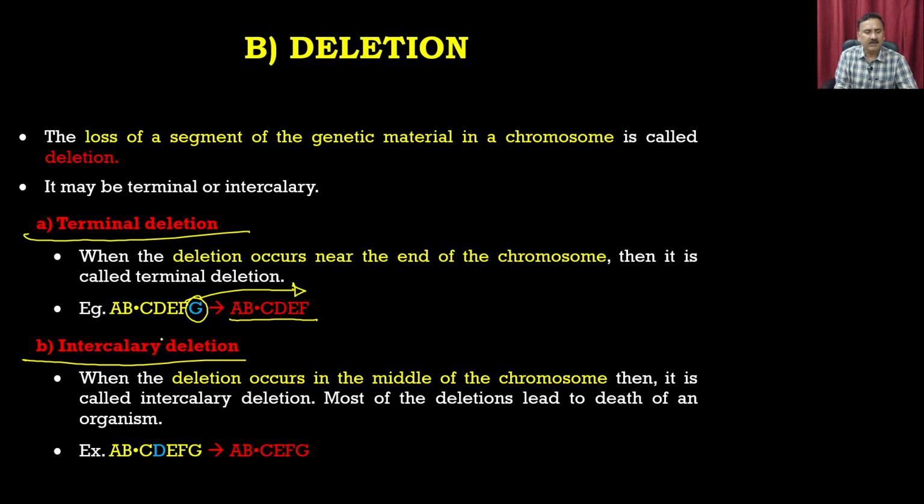And then you have intercalary deletions. So you are going to have the A, B, C, D, E, F, and in between there will be a deletion. So it is actually going to have the A, B, C, E, F, G, right?